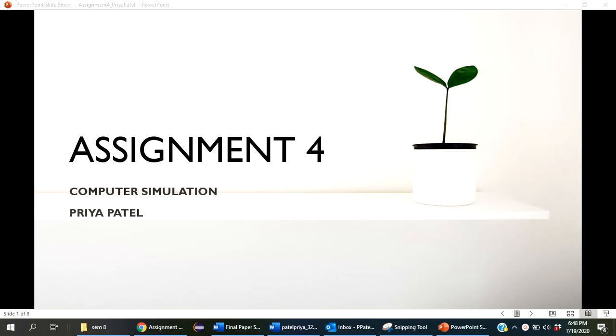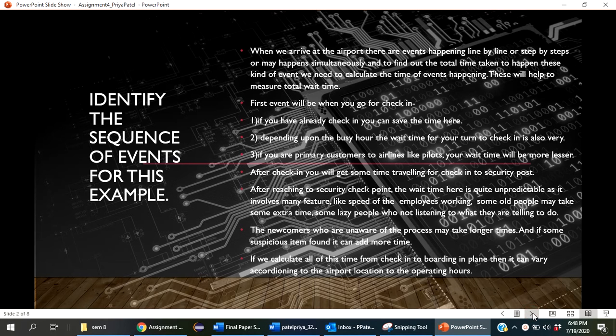In my assignment 4 for the computer simulation, the questions are about an example we have given at the airport. If we want to design a simulation, then we have to identify the sequence of events happening at the airport terminal.